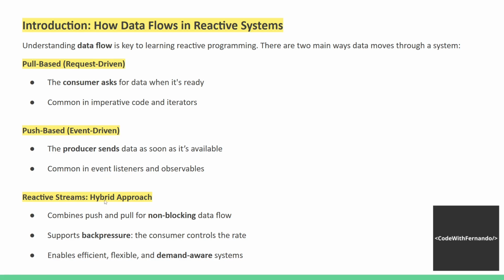Then we have the third approach. This is reactive streams. This is a hybrid approach because it takes the best of the two. It combines push and pull for non-blocking data flow. It supports backpressure. The consumer controls the rate. It enables efficient, flexible, and demand-aware systems.